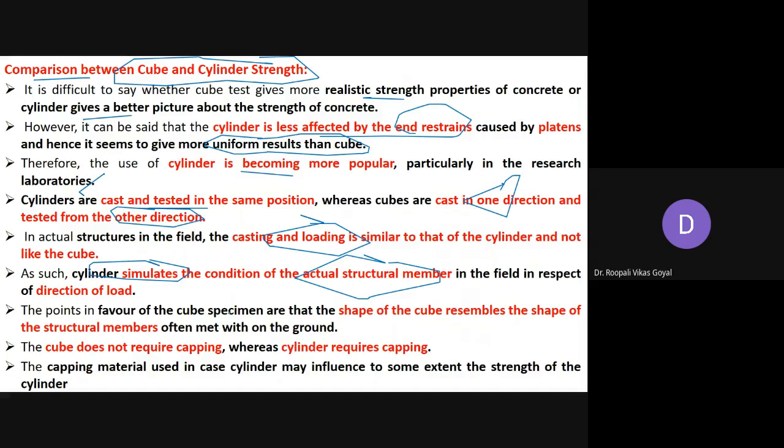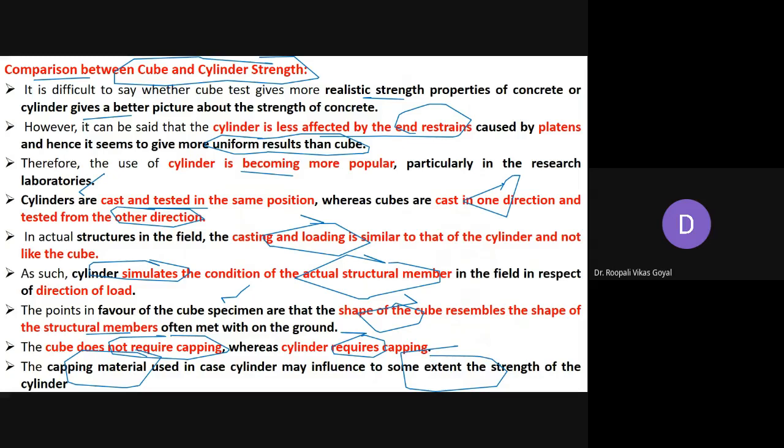The point in favor of the cube specimen is its shape. The shape of the cube resembles the shape of most of the structural members. That's why the shape of the cube makes it favorable. Also capping: a cube does not require capping while cylinders require capping. Whatever material we are using as capping in case of the cylinder may also influence the strength of the cylinder. So these are some of the points that you should know related to compression test.